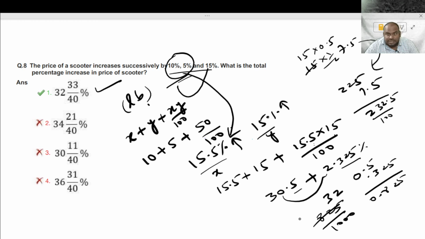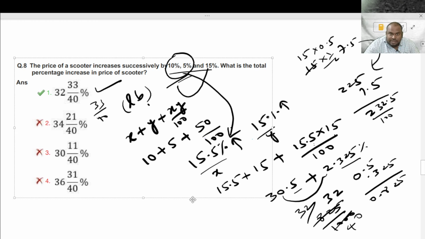And there is one more 25, which means 25, 33 times will go. 25 fours are 100, into 40 times is 1000. So 33 by 40. So 32 and 33 by 40 is the percent. Like that we can calculate it.